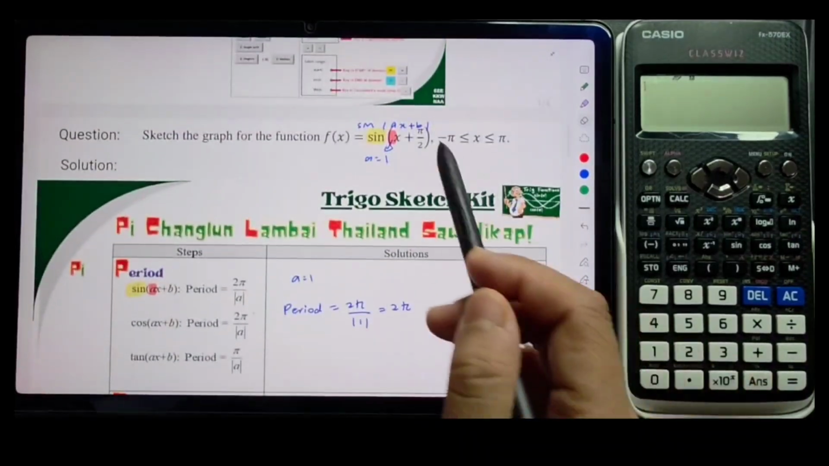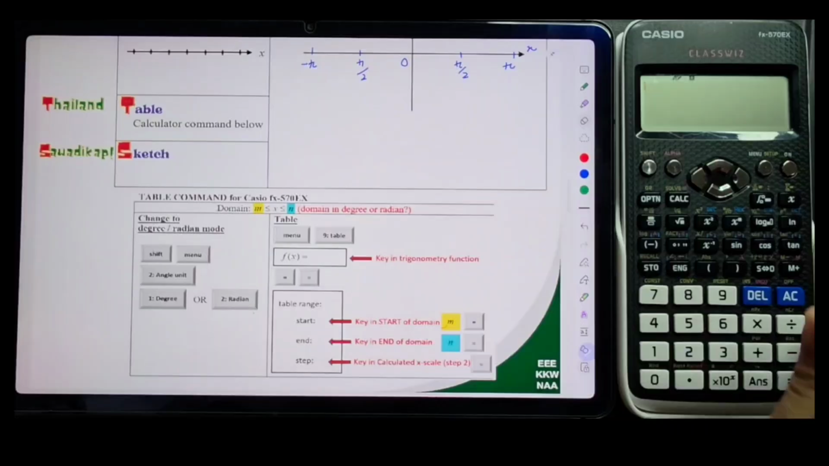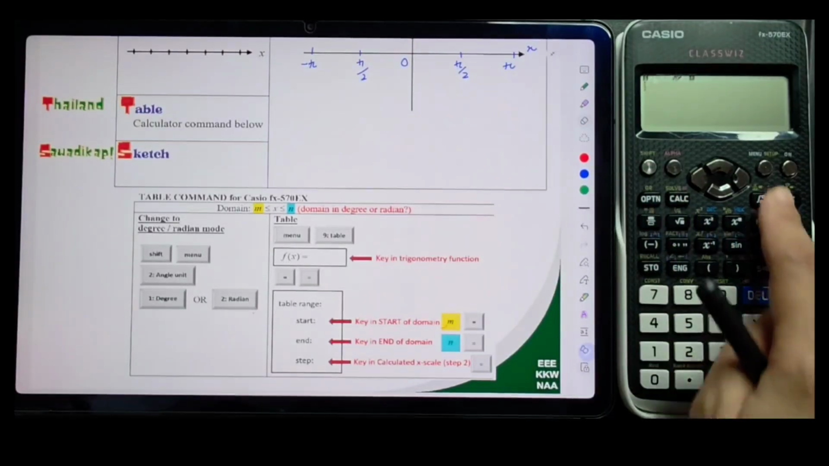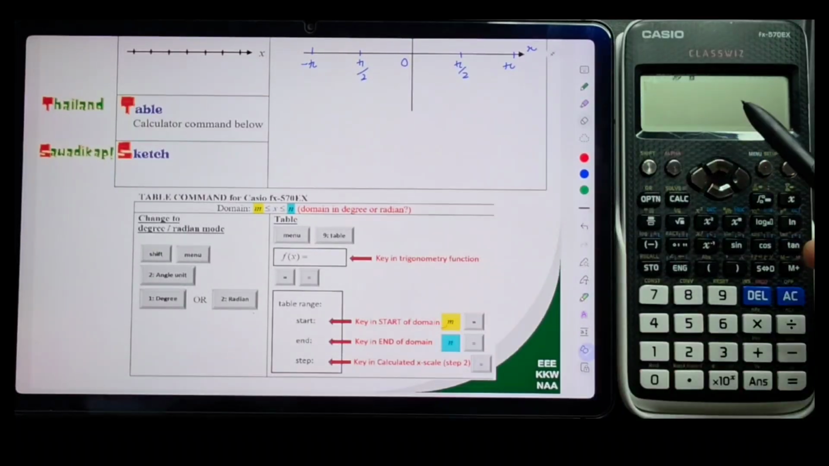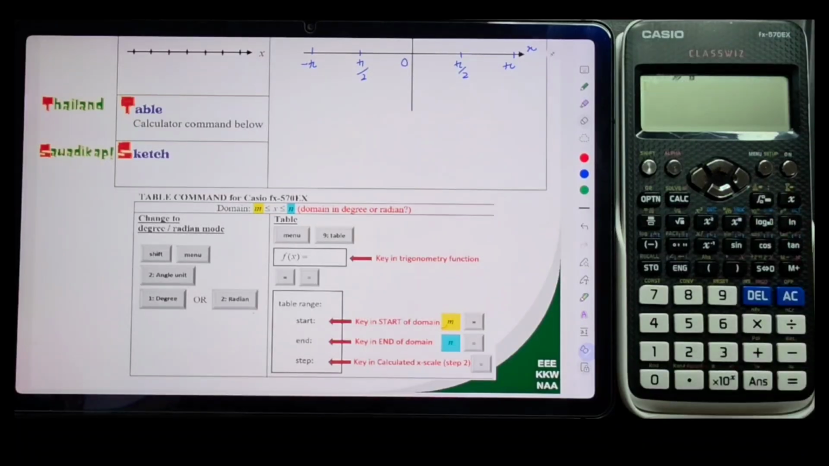Since the domain is in radian, you have to change your calculator mode to radian. How to change it? Go to Shift, Menu, Angle Unit, press number 2, and then radian, number 2 again. Now your calculator mode is already in radian. Make sure you have the letter R on your calculator.